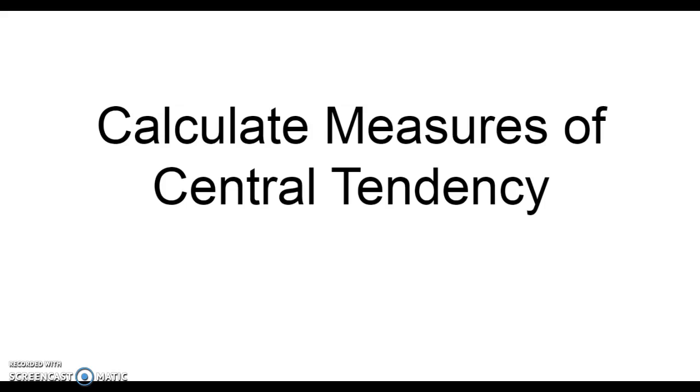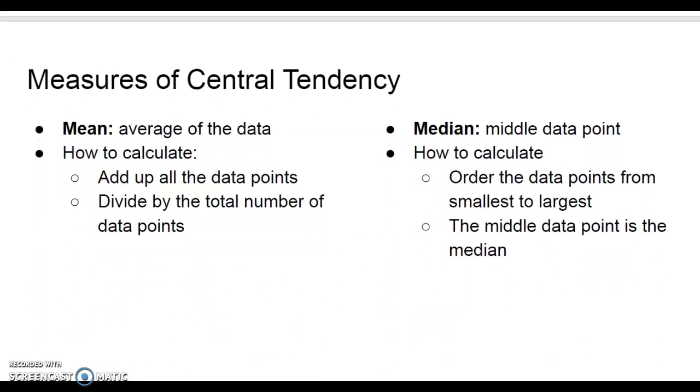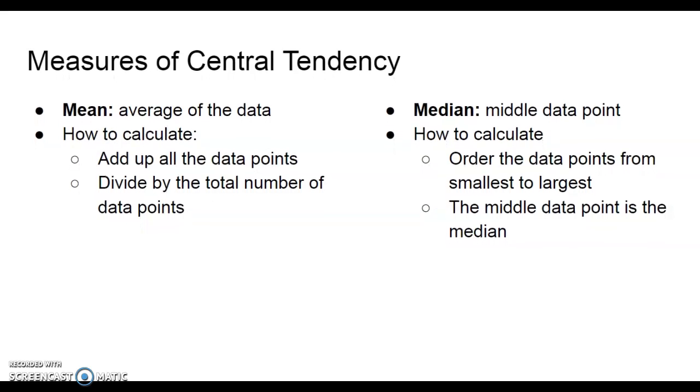Calculate measures of central tendency. So when we think about measures of central tendency, we have two of them that we're going to be talking about. Our first one is mean. Mean is the average of the data. You guys have been calculating mean or average since middle school.